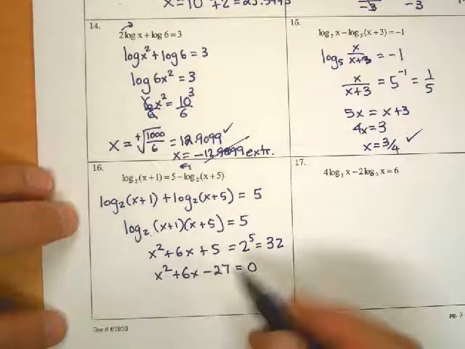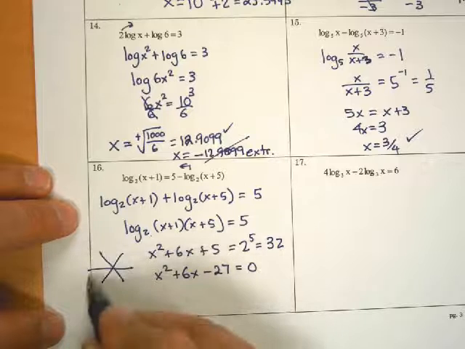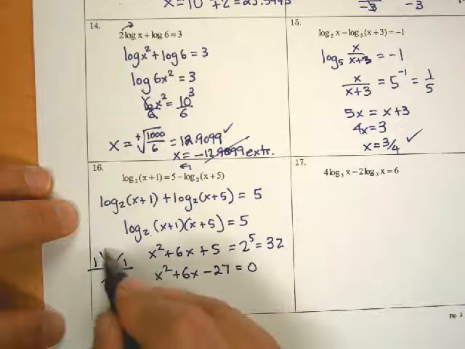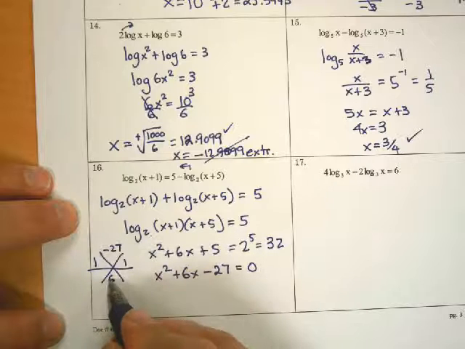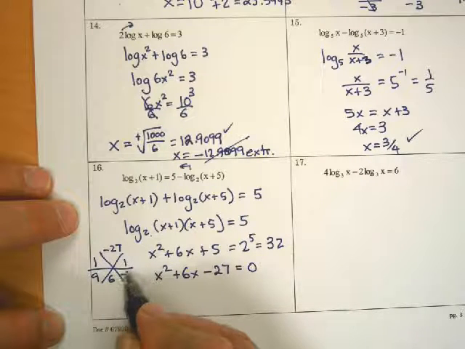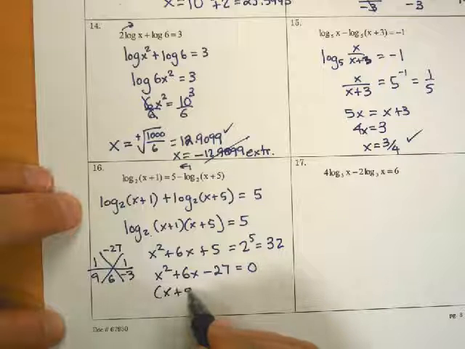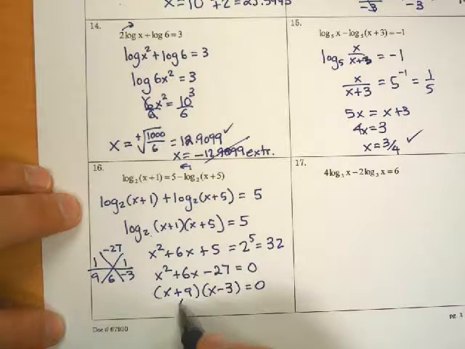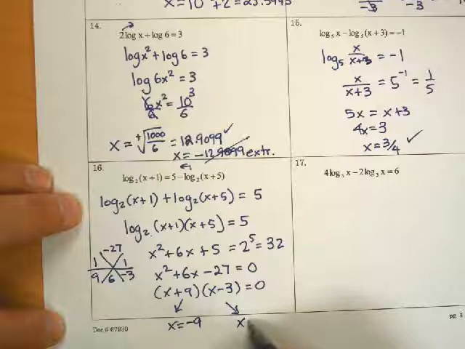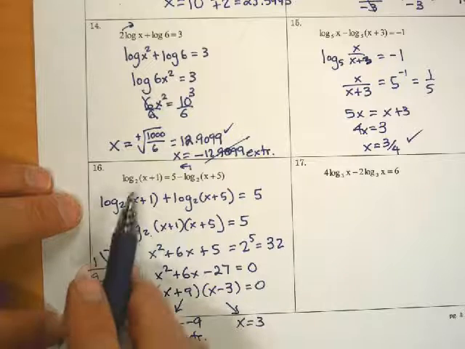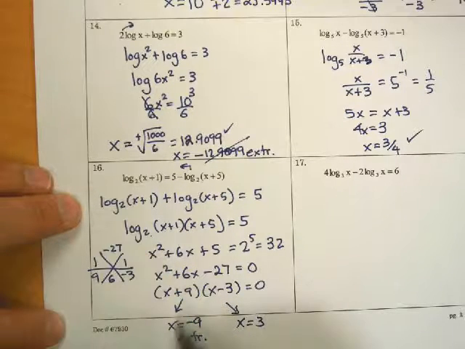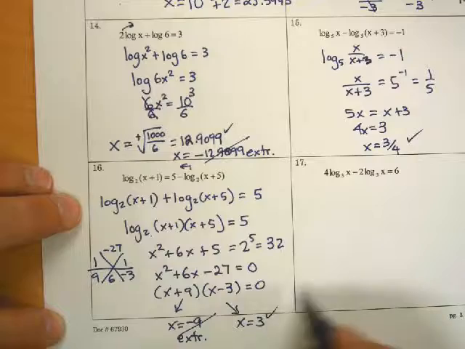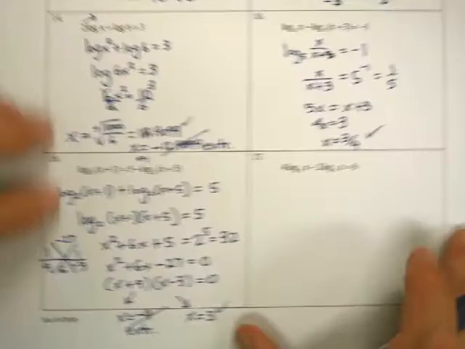Okay, then we factor this using the star method. And you get x plus 9 and x minus 3 equals 0. So that tells me x equals negative 9 and x equals 3. And this one's extraneous. You can see that pretty quickly here. If you plug in negative 9, you get a negative number inside that logarithm. That one actually works, and I'll check it some other time, but it does.